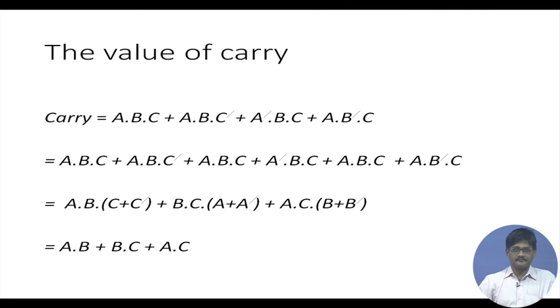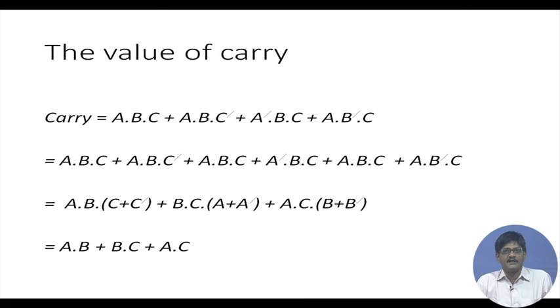For example, carry. Carry is A and B and C, or A and B and C dash, or A dash and B and C, or A and B dash and C. What we are doing here is that, since in Boolean algebra A plus A is equal to A, I can add any number of A's to itself to get the same value. In the same way, I can add any number of A and B and C to this one without any change in the ultimate result.